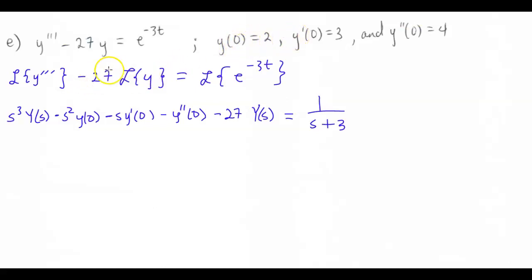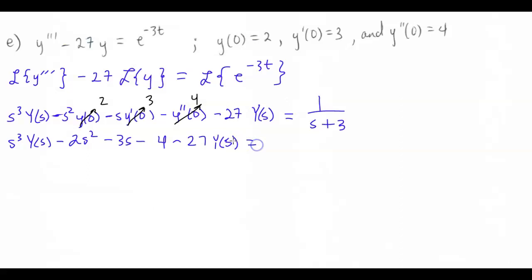So from here, we use our initial conditions again. So y of 0 is 2. Y prime of 0 is 3. Y double prime of 0 is 4. And from here, we just write everything in. This is minus, by the way, 2s squared minus 3s minus 4, minus 27 y of s. And that is equal to 1 over s plus 3.